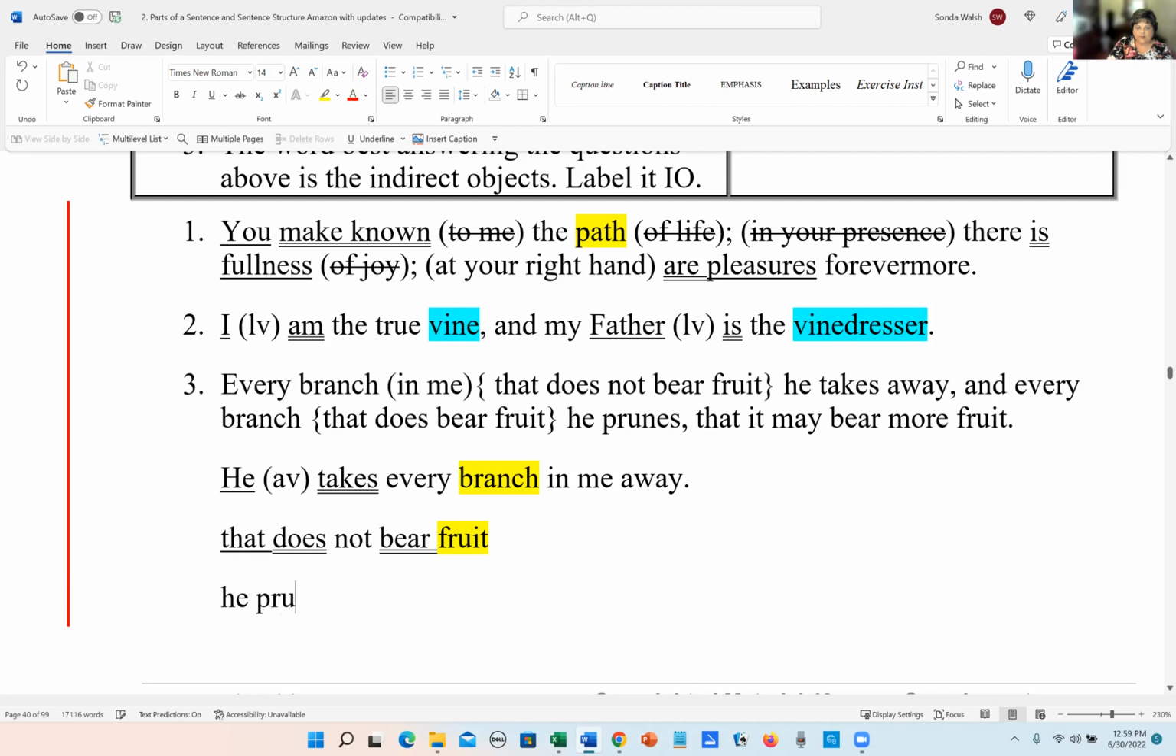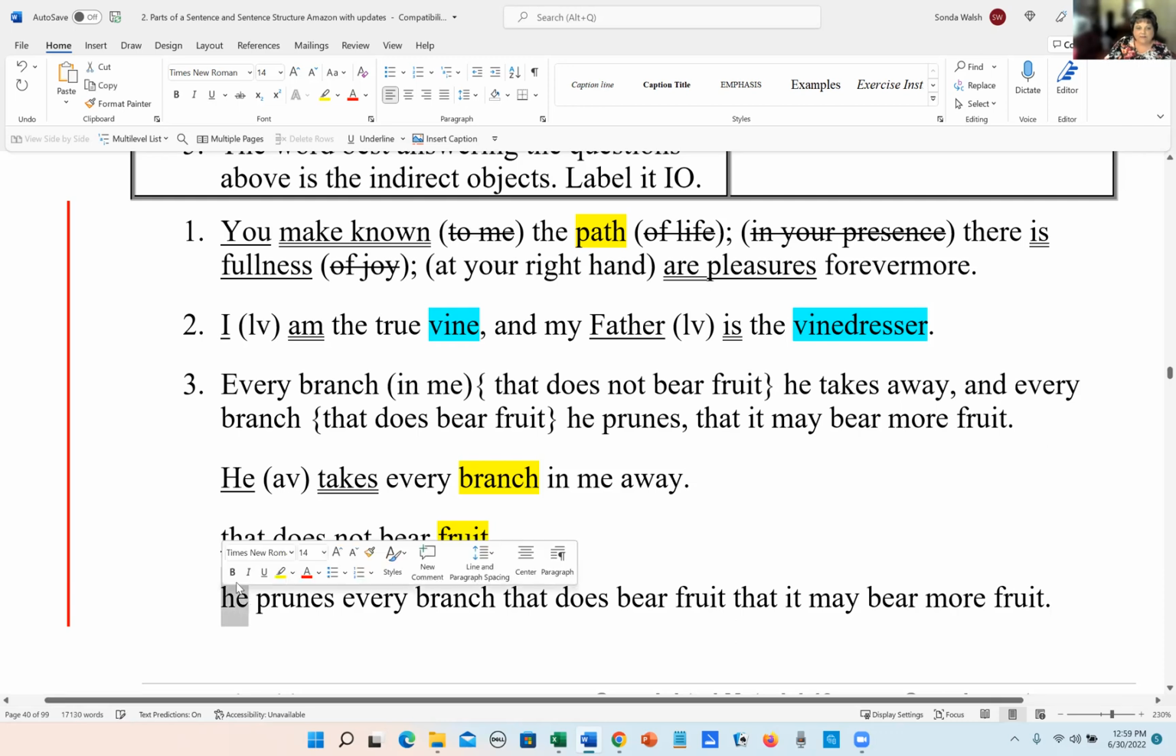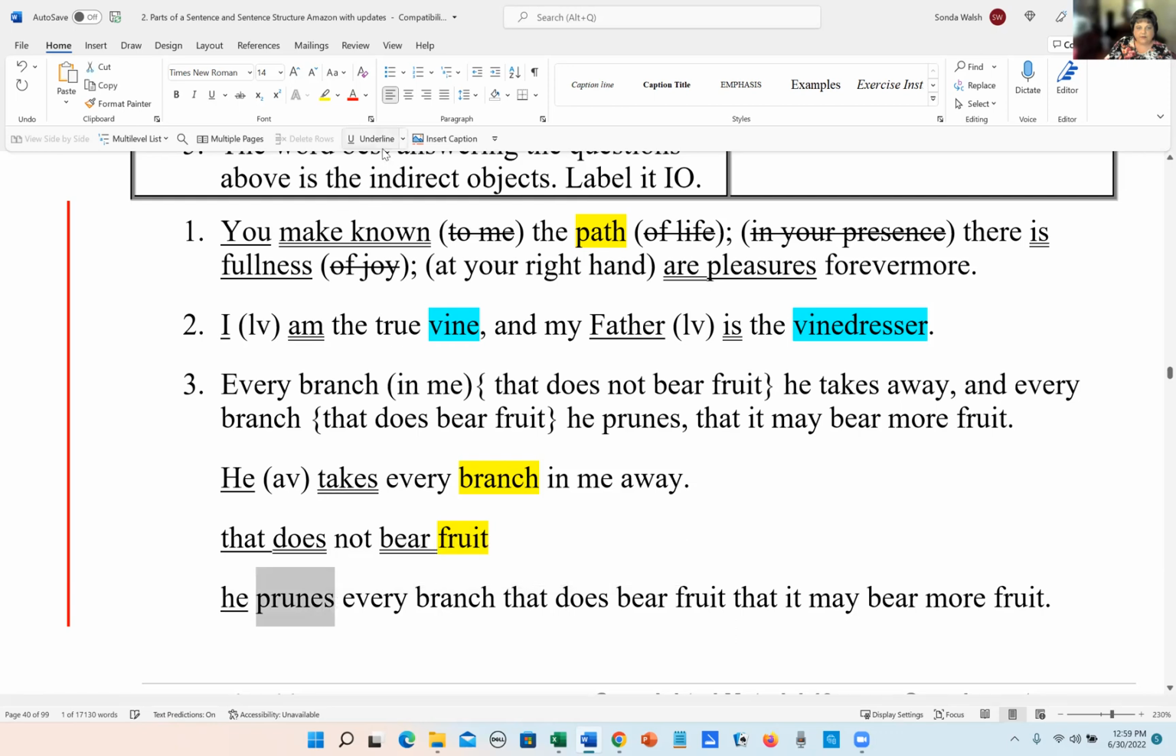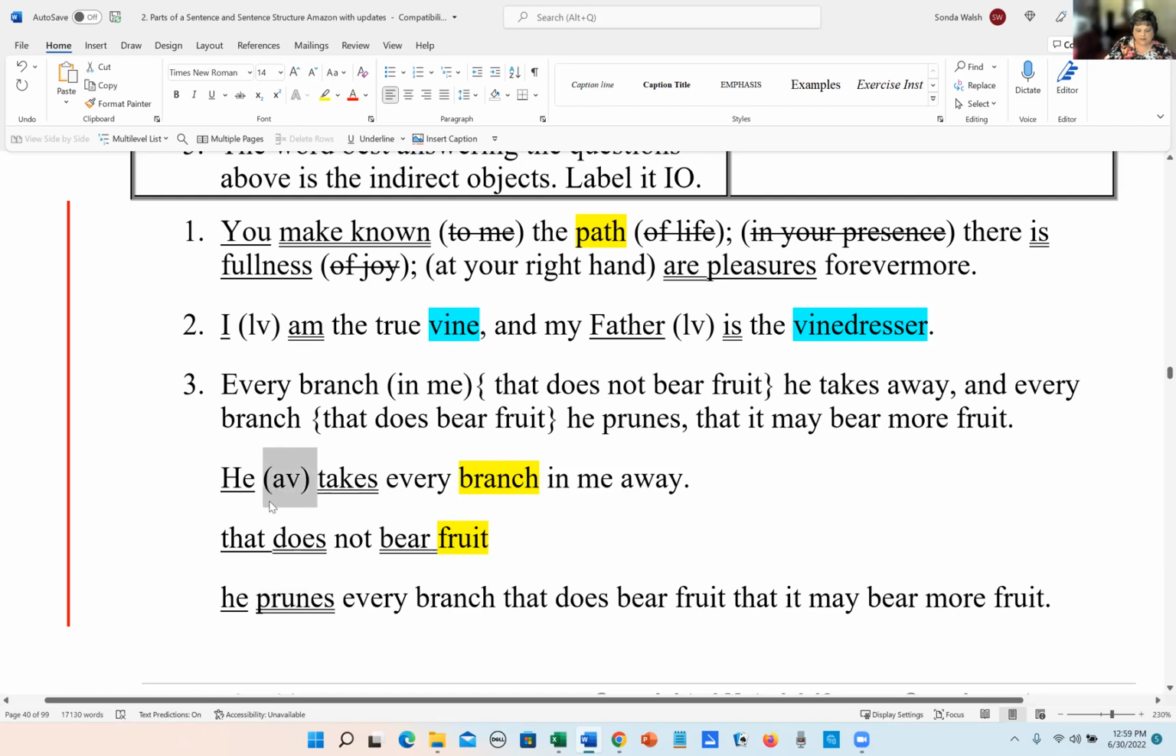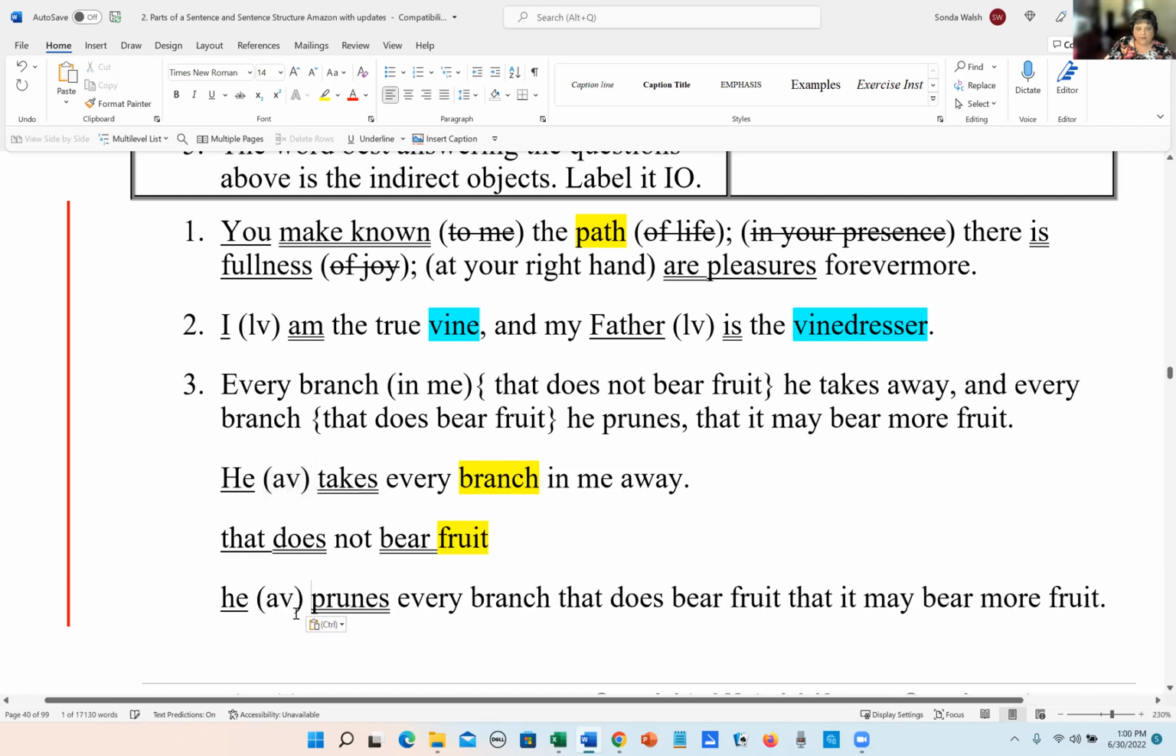So it would be he prunes every branch that does bear fruit. And we'll go ahead and do the last one, that it may bear more fruit. I like this. So he is the subject. Prunes is an action verb. Underline that 2 times. And let's just say action verb. He prunes what? Branch. Branch is a direct object.